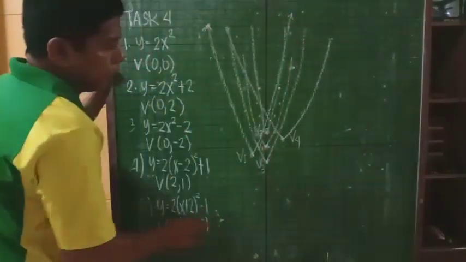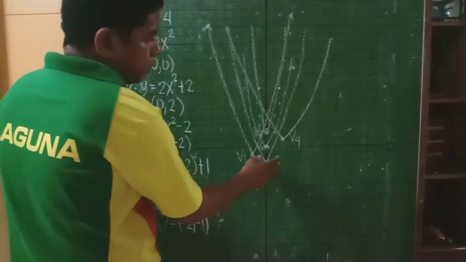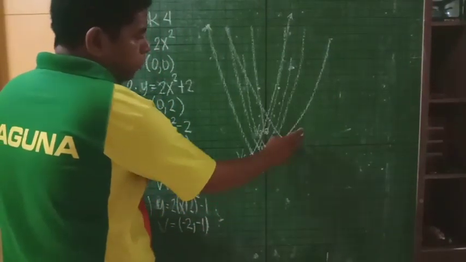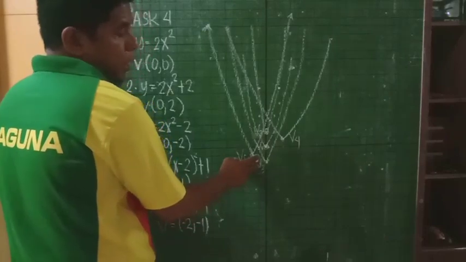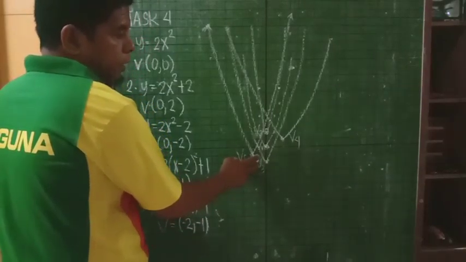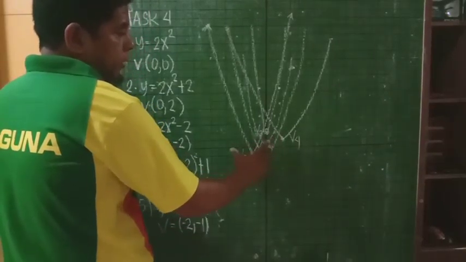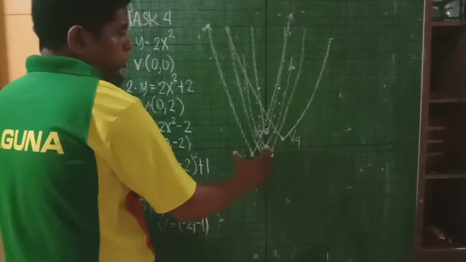Pero mas maganda na i-graph nyo siya, magkasama yung 1, 2, and 3, yung 4 and 5, magkasama sa isang graph din. Okay, para at least ma-visualize natin yung ating solution.